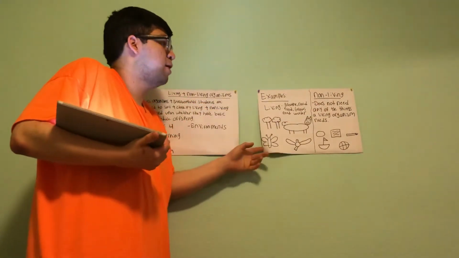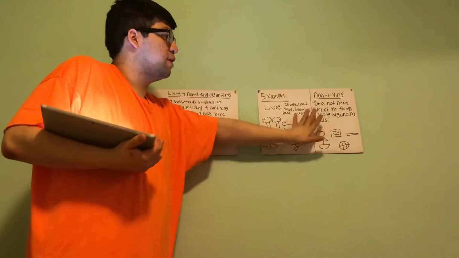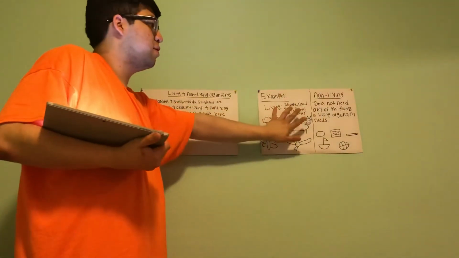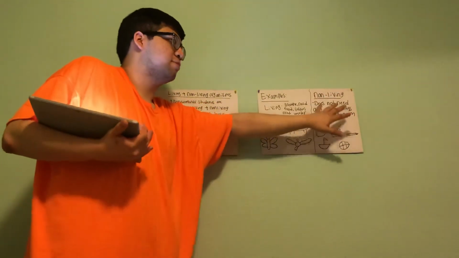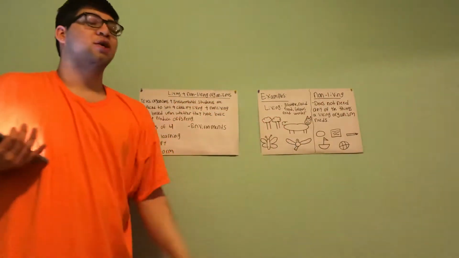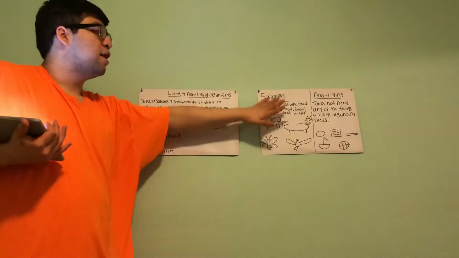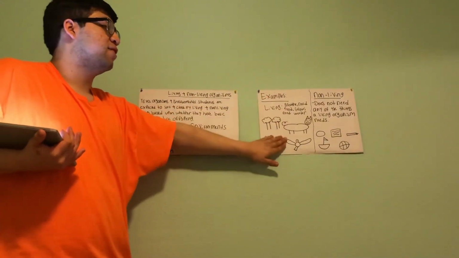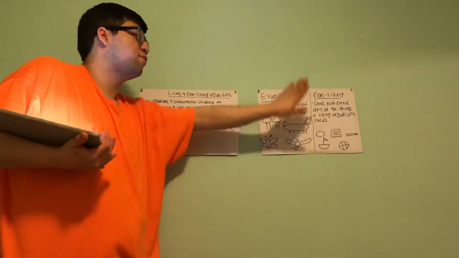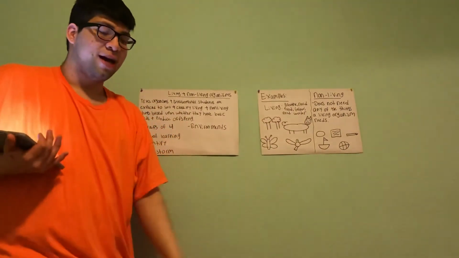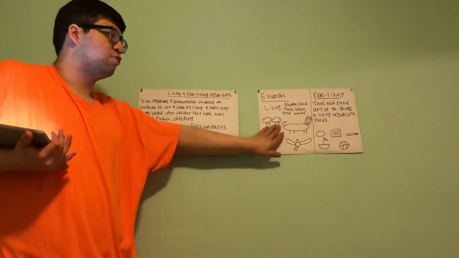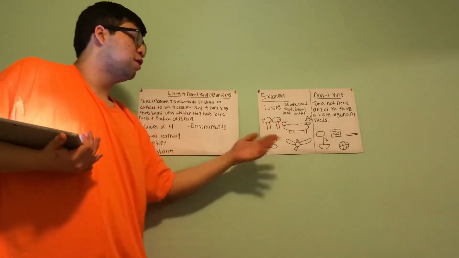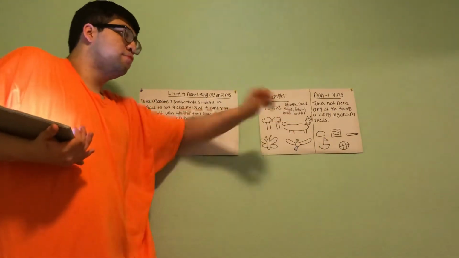What would happen is the groups would be split into 2, into the living organisms and the non-living organisms. For the living organisms, I would identify to the students that in order to be considered living, they need to breathe, they need food, they need to grow, and they need water. Some examples that I had put down were trees, a dog, a butterfly, and a bird.